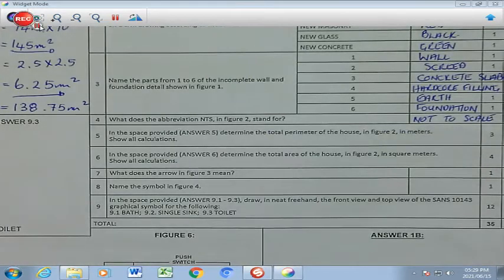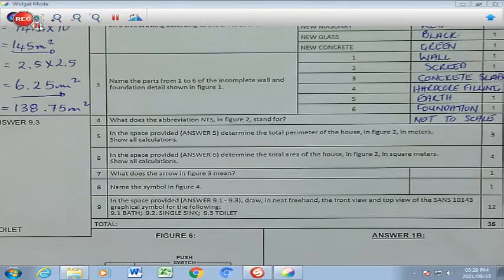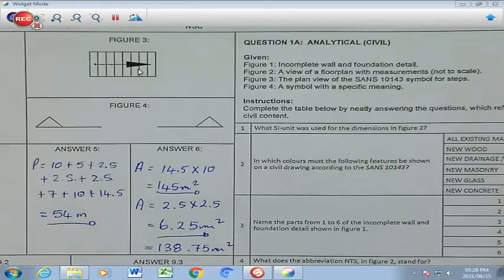Question number 7. What does the arrow in figure 3 mean? So we're looking at figure 3. That is figure 3 over here. It's the top view of a staircase, and the arrow there basically indicates up. So this is going to be your lower side, that's going to be your high side, so you're going to move from low point to your high point, which basically means that the arrow shows up always.